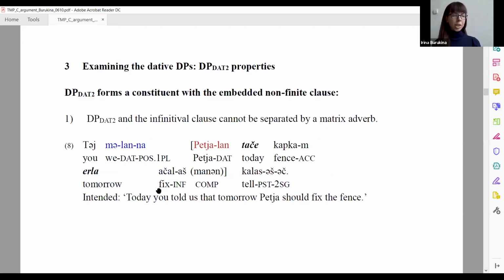So at this point, it may be suggested that, well, the blue dative DP is in fact the matrix addressee, and the red one, well, maybe it is just the embedded subject, because we know that in some languages we can have overt embedded subjects in non-finite clauses, right? And this is partially supported by the fact that, for example, the second dative DP and the non-finite clause apparently form a constituent together. So I will skip the example.